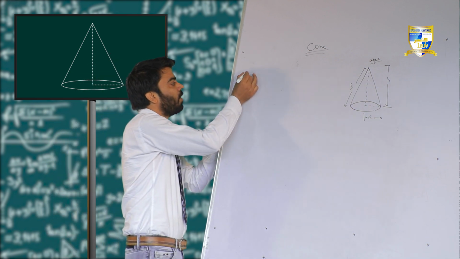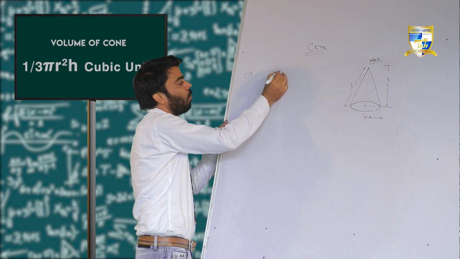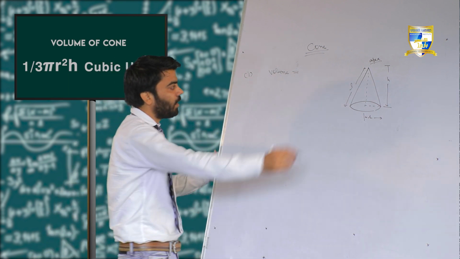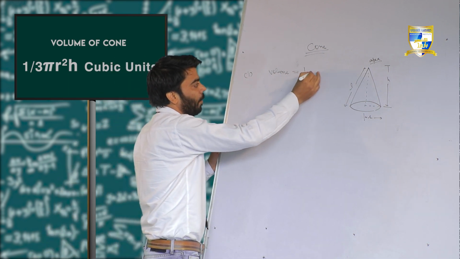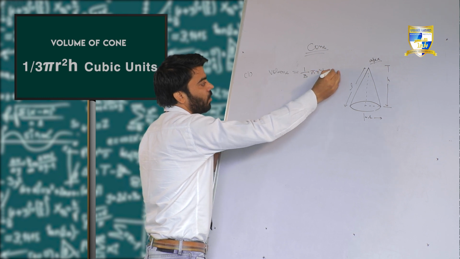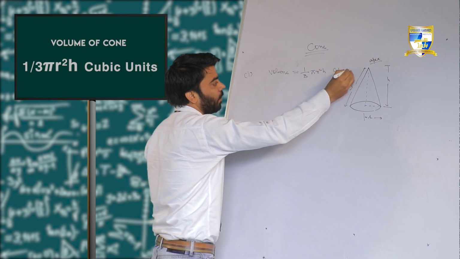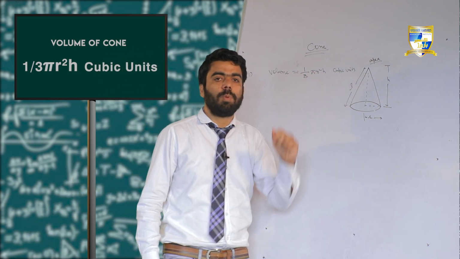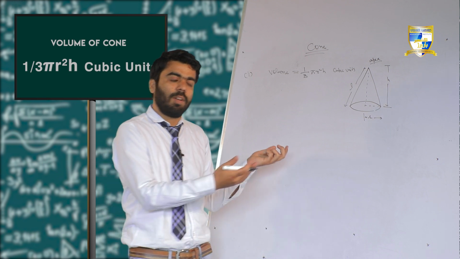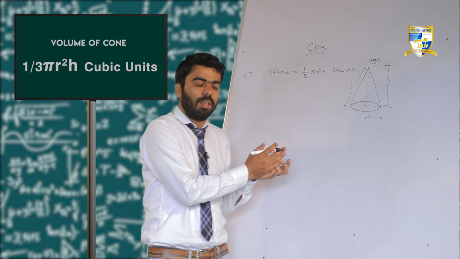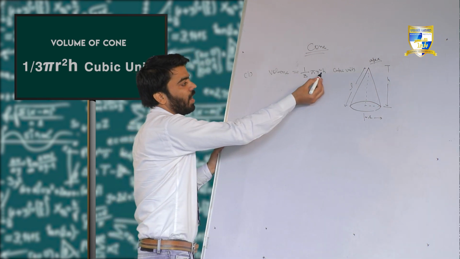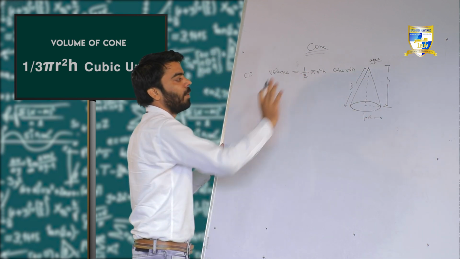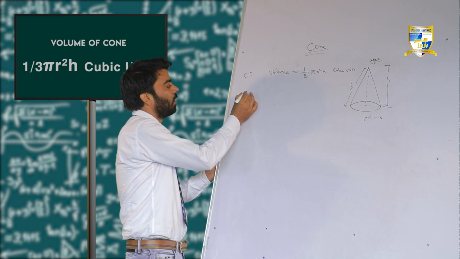So what is the first formula for this? We will write the volume of cone. Volume of cone is equivalent to 1 by 3 pi r square h cubic units. Cubic units means meter cube, centimeter cube, millimeter cube, whatever it is. Then h is the perpendicular height, r is the radius, and pi we all know.